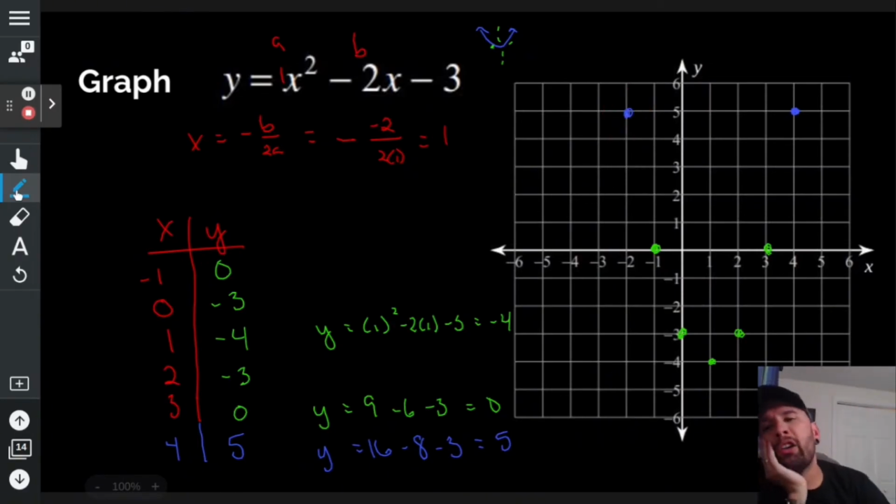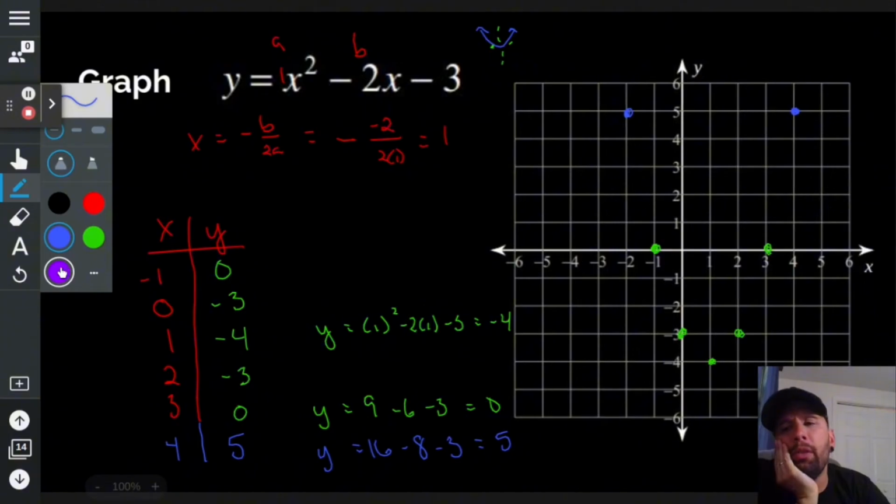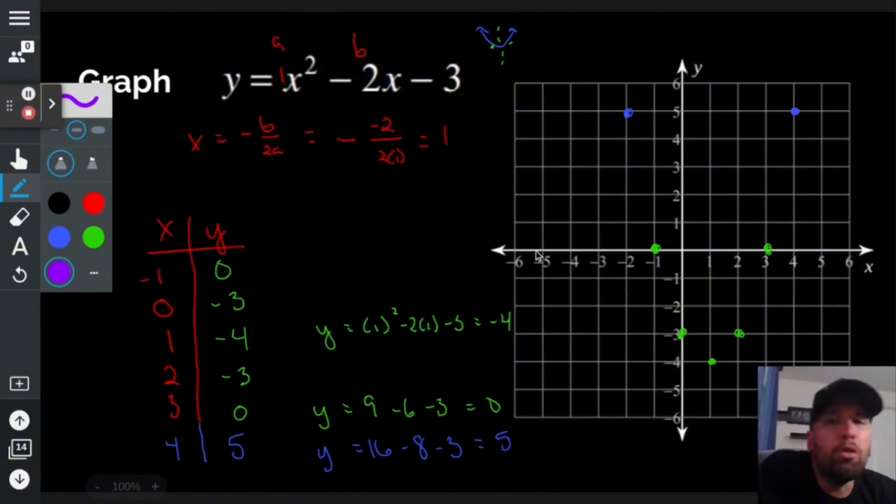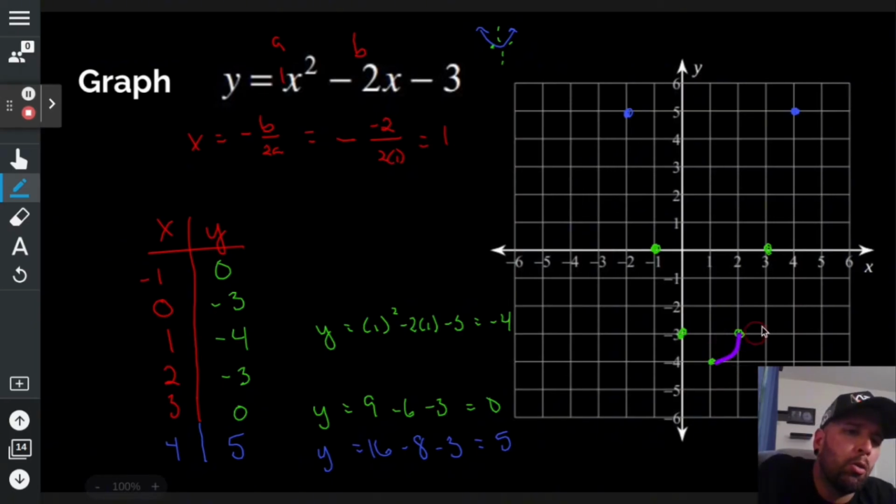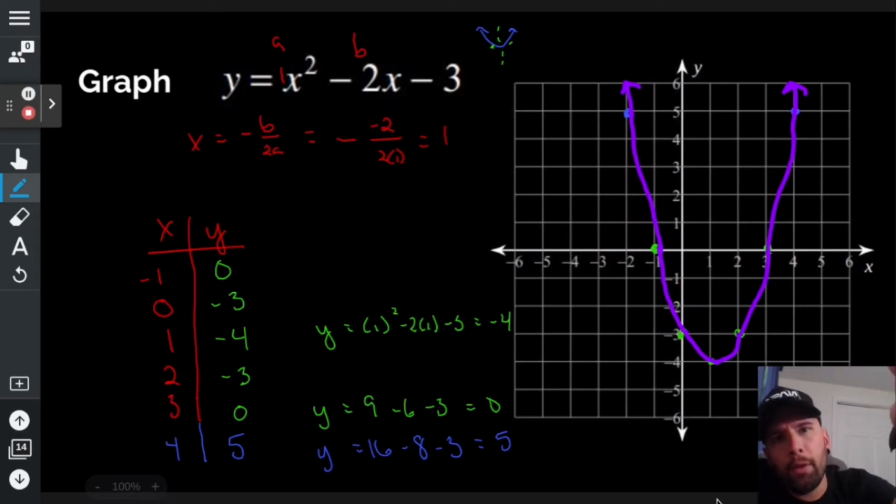Now it's a matter of me drawing this graph. And those of you who watched the previous section where I tried to draw lines, you know that this is not going to turn out well for me. So nice and smooth, nice and smooth. Perfect.